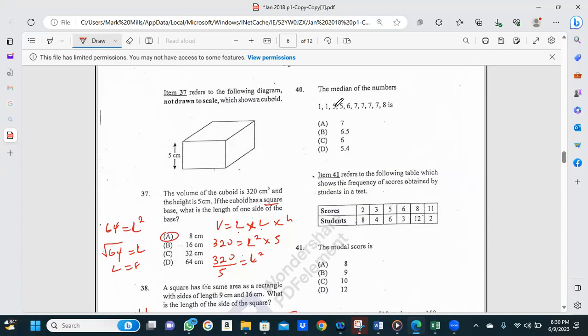So we have 1, 2, 3, 4, 5, 6, 7, 8, 9, 10. So we need five numbers on each side. 1, 2, 3, 4, 5, and then 6, 7, 8, 9, 10. So the median is between 6 and 7. So 6 plus 7 divided by 2. 13 divided by 2 will give me 6.5. That is the answer.